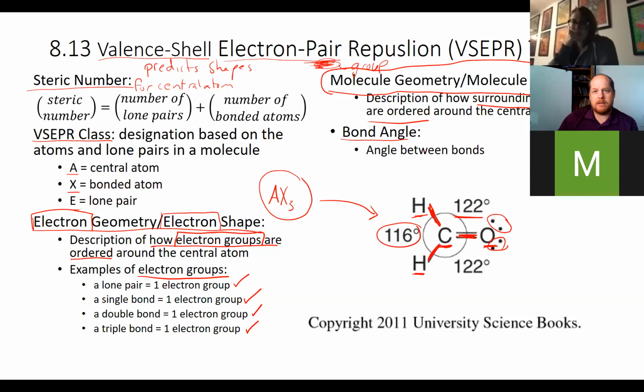But yeah, for water, what I would expect you to know is that its bond angle is less than 109.5 degrees, which is something we'll talk about when we get to a particular electron geometry called the tetrahedral geometry.